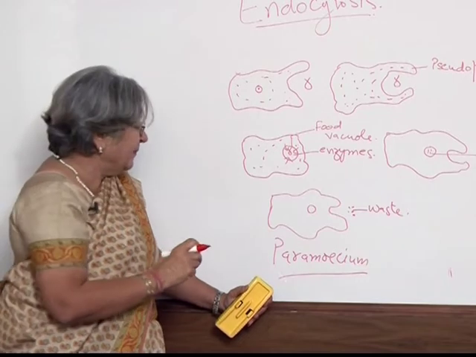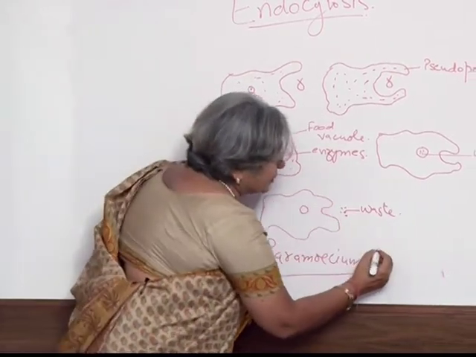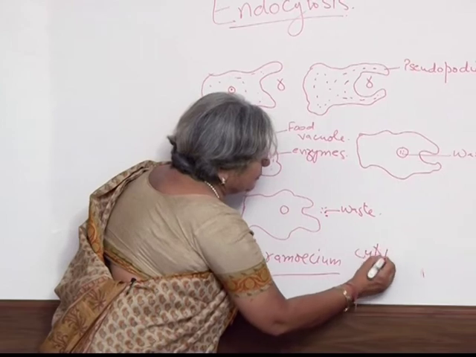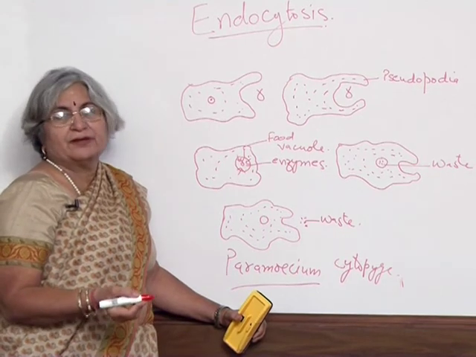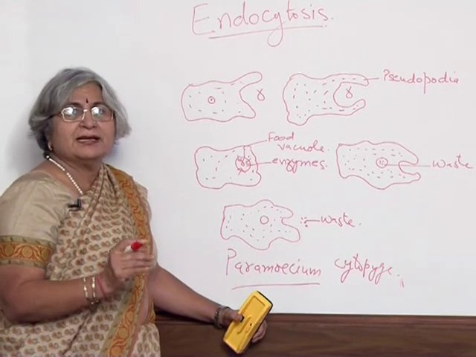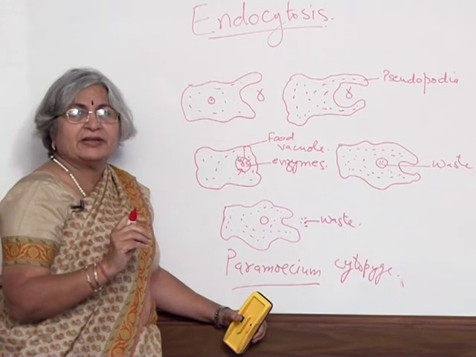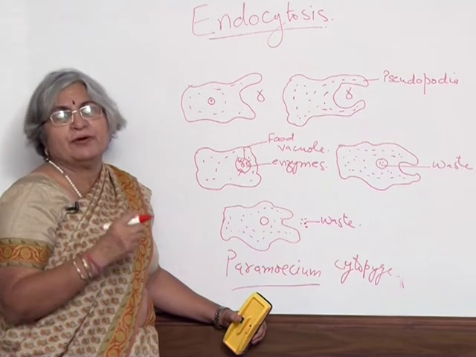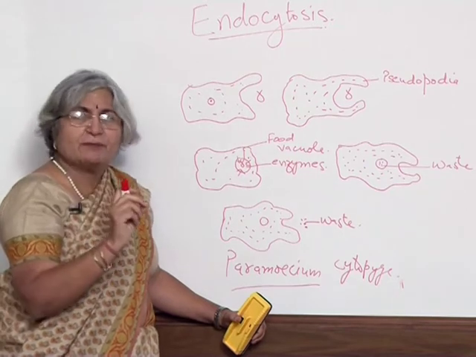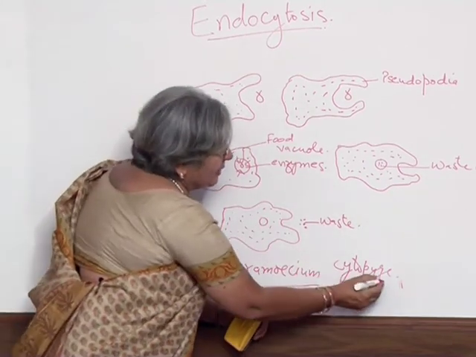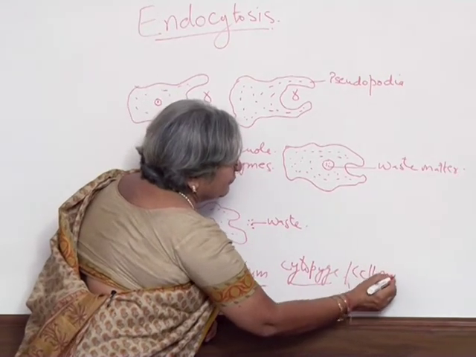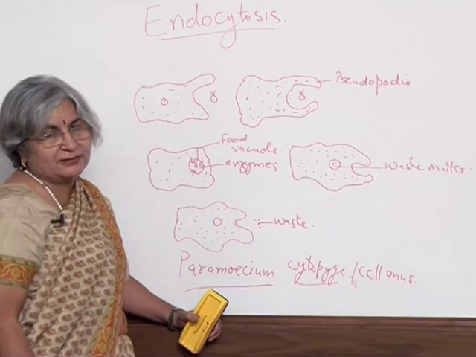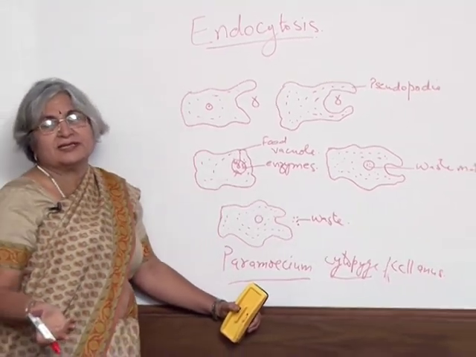For example, the egestion in paramecium takes place by cytopage. In paramecium also the process is the same, with the only difference that here the egestion cannot take place from any point of the cell, but there is a specific part, and that is cytopage or cell anus, from where egestion takes place. The rest of the process is the same.